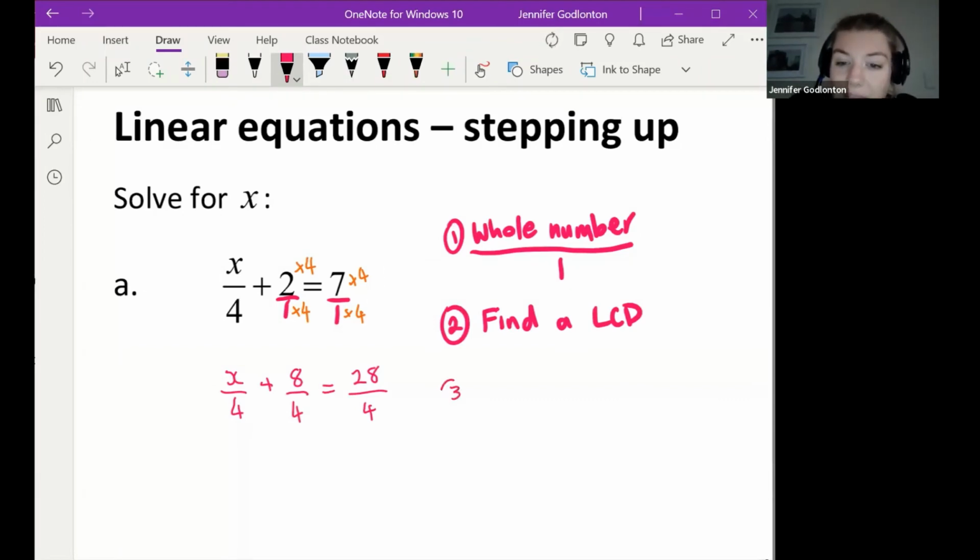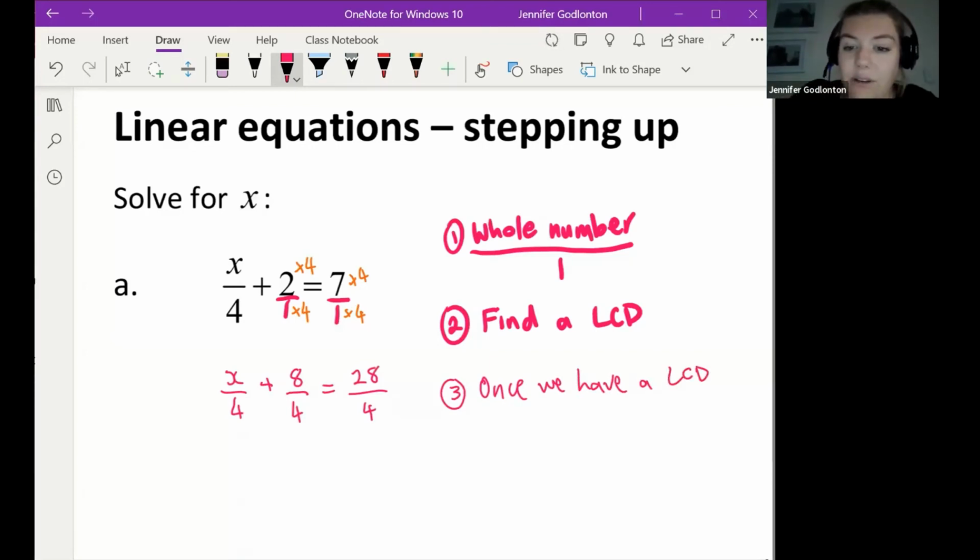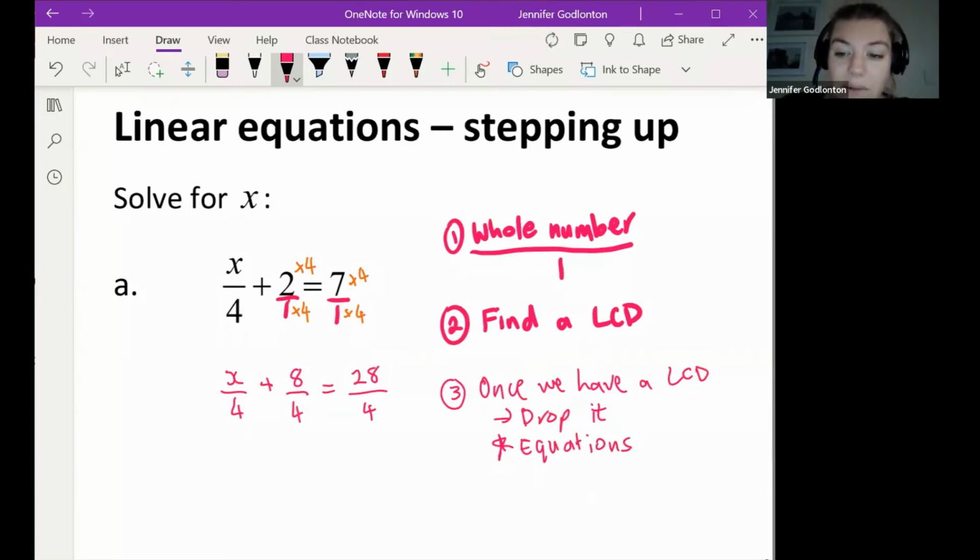Then our third step is, once we have a common denominator, okay, so it has to be across all of the things in the fraction, we drop it. So once we have a common denominator, we drop it. And this is very important. We can only do this in equations. We can't do this anywhere else when we're dealing with fractions, but when we have a fraction equation, we're allowed to do this. So then I'm allowed to write it as x plus 8 is equal to 28. So all I did there was I dropped my LCD.